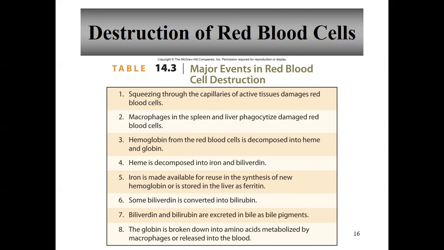So read this portion on destruction of red blood cells so that you can see what all can cause the damage of red blood cells. And as you can see, there are many different things that can cause the destruction or damage of red blood cells themselves.